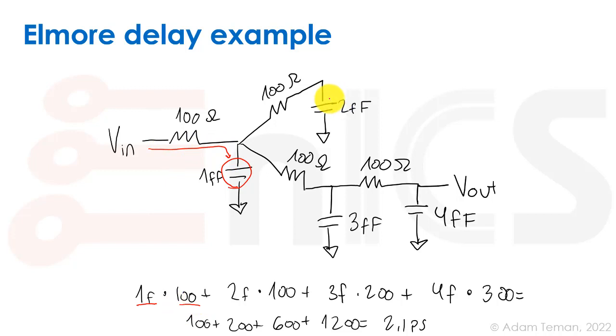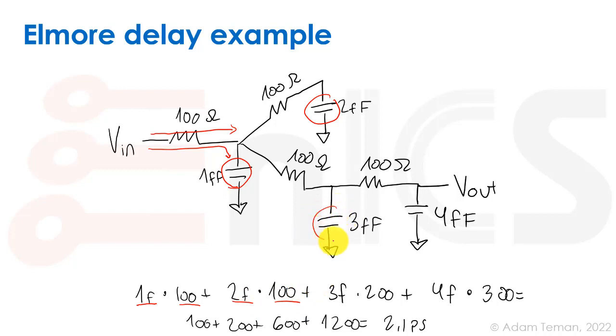Then we go to the second capacitor, which is over here, and even though it's off the main path, we still have to pay for the fact that it is stealing some of our charge, I guess you could say. I call it like the neighbor who's stealing our water from our water pipe. So we have to multiply that by this 100 ohm resistor that we go through. So we have 2 femtofarad times the 100 ohm.